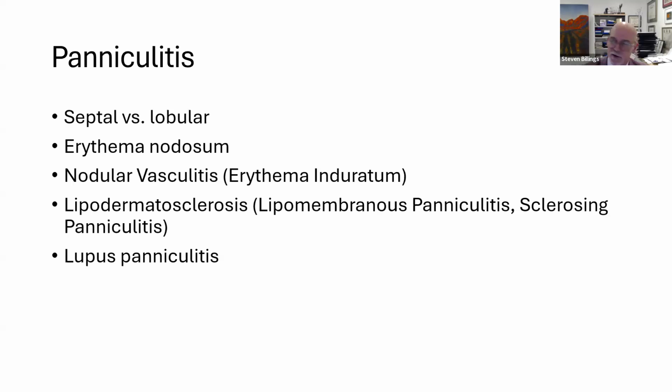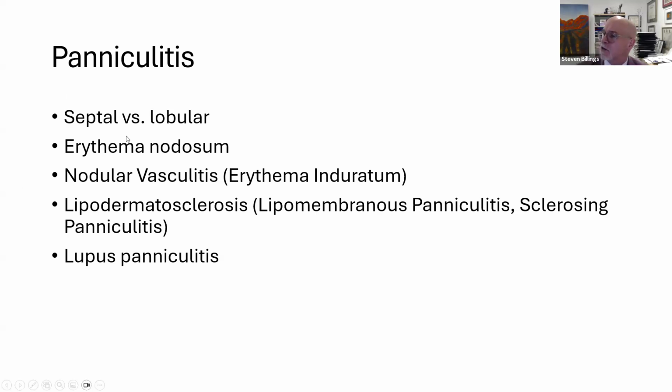So I'm going to switch to panniculitis. The patterns are mostly divided into whether it is predominantly septal or predominantly lobular. It is important to remember that almost all cases of panniculitis have a little bit of septal inflammation and a little bit of lobular inflammation. So you want to look at where the most predominant inflammatory reaction is.